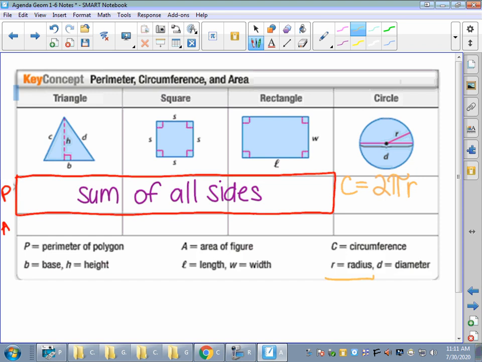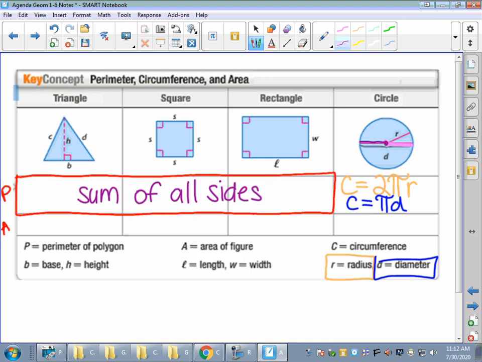R stands for radius. Radius is the distance from the center to the outside. Would you agree that from the center to the outside is the same as the center to the outside in another direction, right? So 2 radiuses make up a diameter. Diameter is all the way across through the center. Some people might like pi times diameter, pi d. It doesn't matter which formula you use, it's just taking into account that 2 radiuses equal 1 diameter.